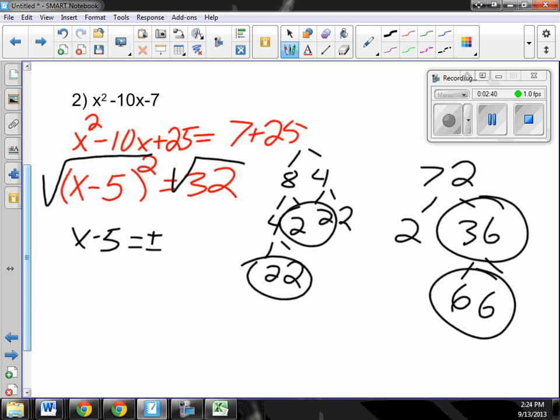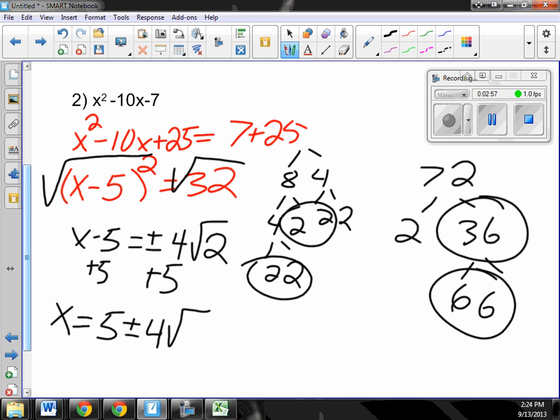Plus or minus, we've decided we pull out a 4 and a root 2. And we add 5 to that. Can I add 5 to 4 root 2? It's just 5 plus or minus 4 root 2. So x equals 5 plus or minus 4 root 2. What if this would have been a negative 32? How would that change my answer? It would be 4i root 2, and that's the only difference.